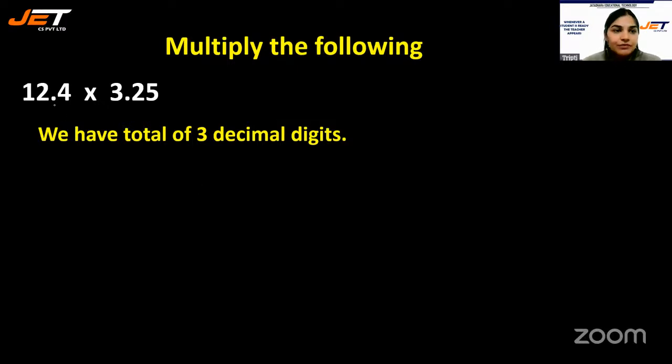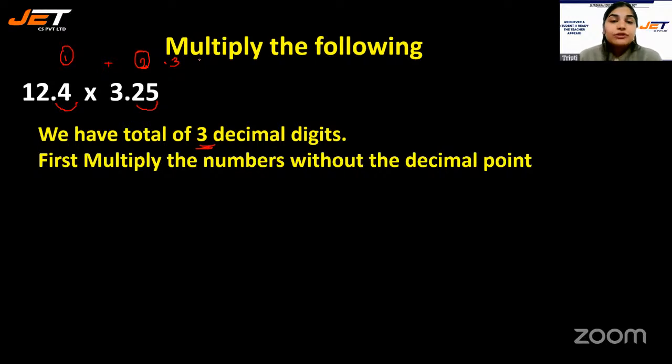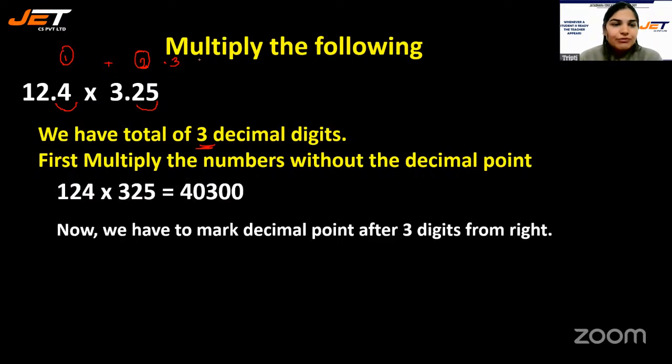So here there is only one digit after the decimal in the first number, and here we have two digits after the decimal, which makes a total of three decimal digits. Now, first multiply the numbers normally, the way you normally multiply the numbers. Like 124 times 325 is 40,300. Now, as you know, this is a normal multiplication.